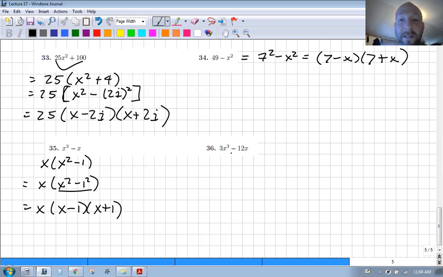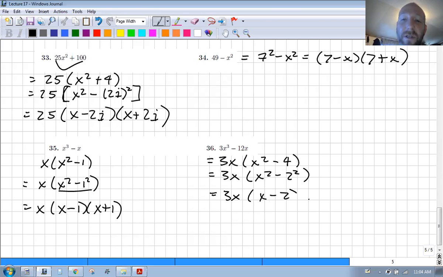All right, 36, we can pull a 3x out. That would give us x squared minus 4. And 4 is 2 squared. So it's a difference of two squares, x minus 2 times x plus 2.